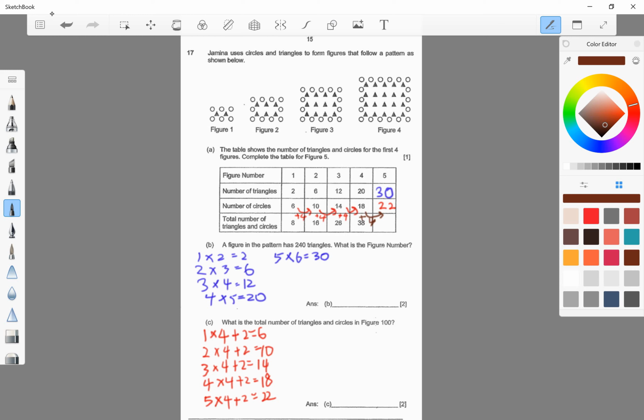Okay, what about the total number? Okay, this is very interesting. So why do I say that it's very interesting? Okay, you will actually discover that later.